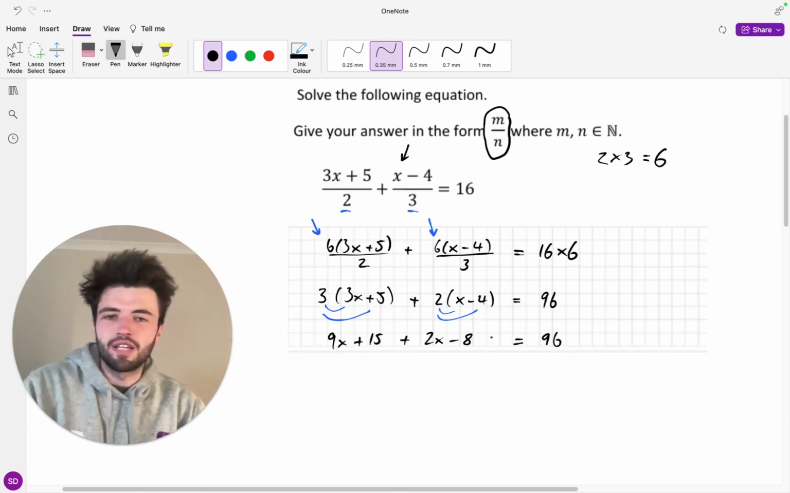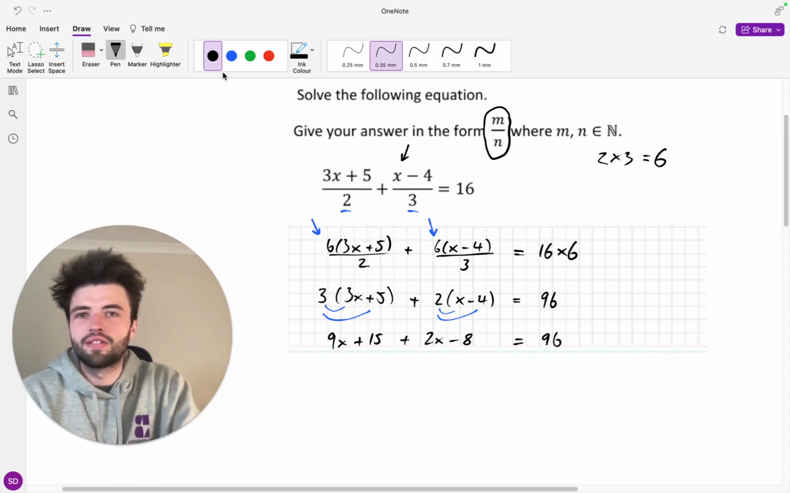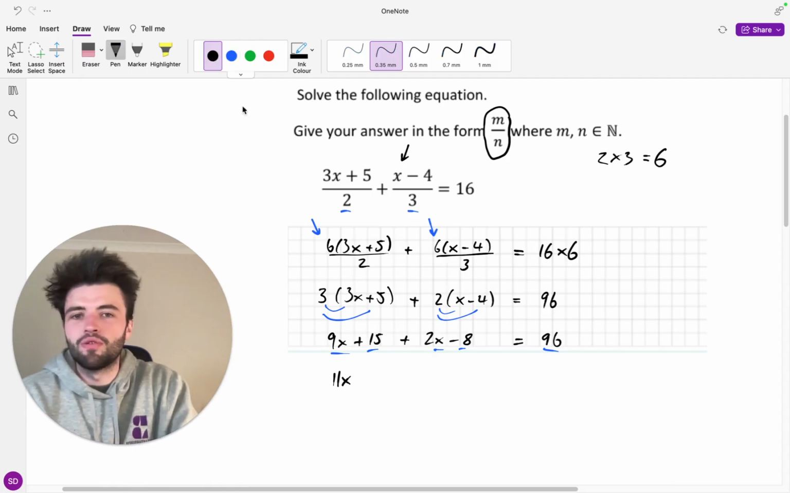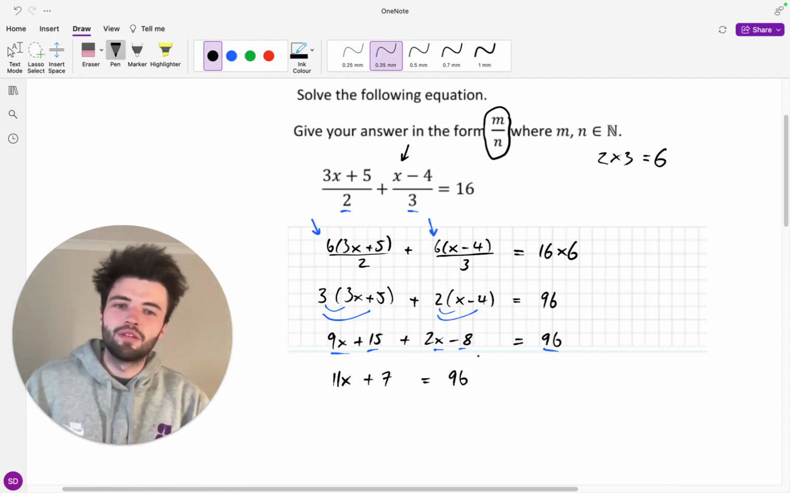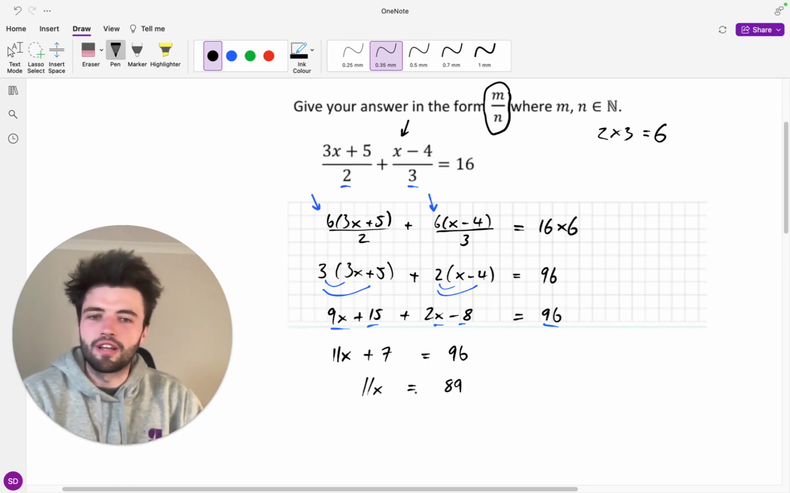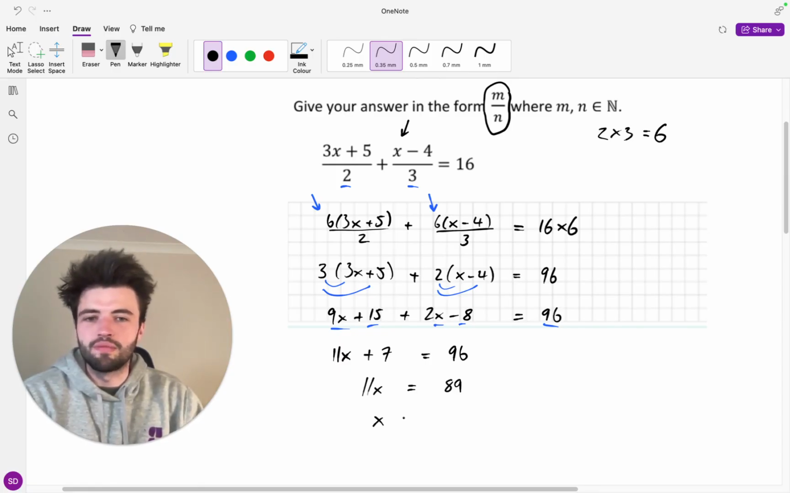Our next step is going to be to get the x's on one side and the numbers on the other side. I'm going to put the x's on the left hand side, so we've got a 9x and a 2x, which is going to become 11x. To deal with the numbers, we've got 96 on the right hand side, and we've got this 15 and this minus 8. I'm going to simplify this first. 15 minus 8 gives us plus 7 on the left hand side, and 96 stays the same. Then we simply subtract across by 7, and we get that 11x is equal to 89. Finally, to get it in fraction form, we simply divide across by 11, and we get the fraction 89 over 11.